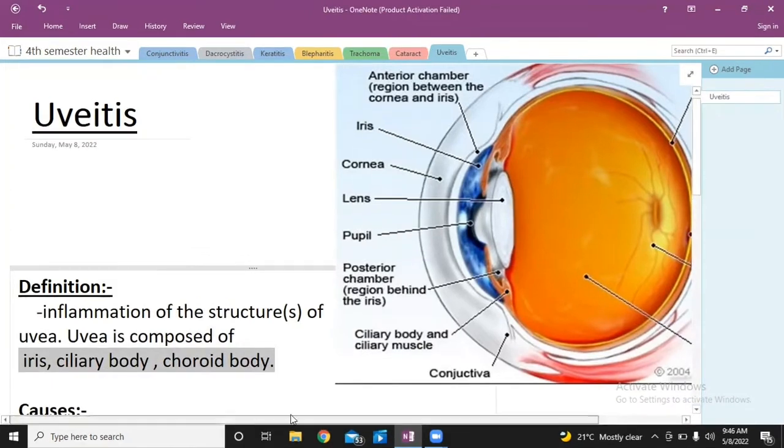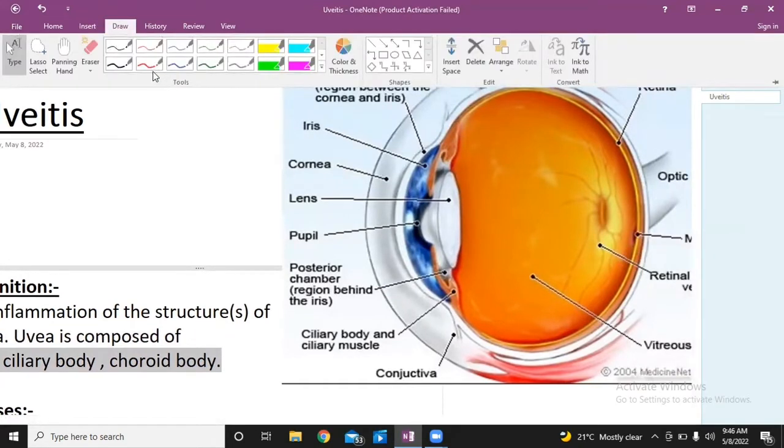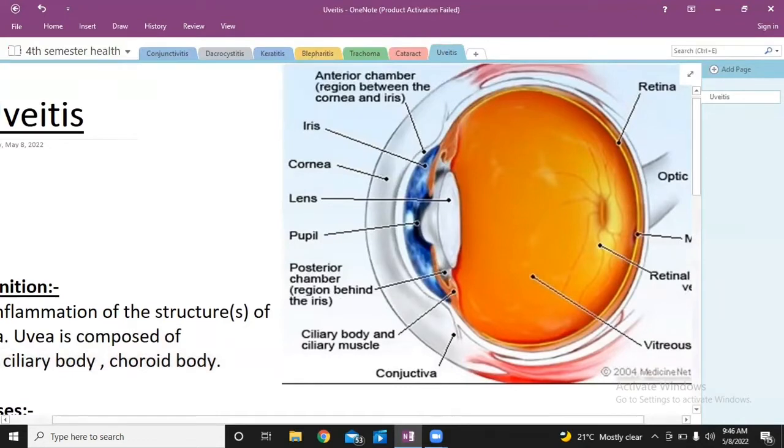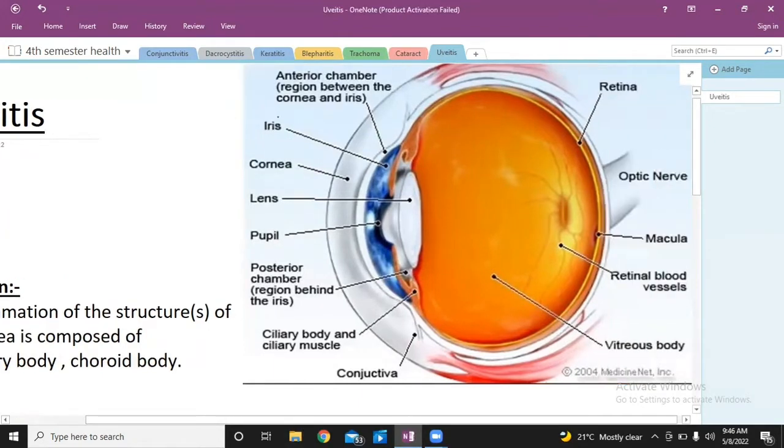will form uveitis. This is an animated picture showing the anatomy of the eye. We are going to name some important parts in the anatomy. We have to learn about these three structures from uvea. This is the iris. Iris is the colored portion of the eye. Someone may have blue eyes, someone may have black, and someone may have brown. So this is the iris, which is giving you the color.